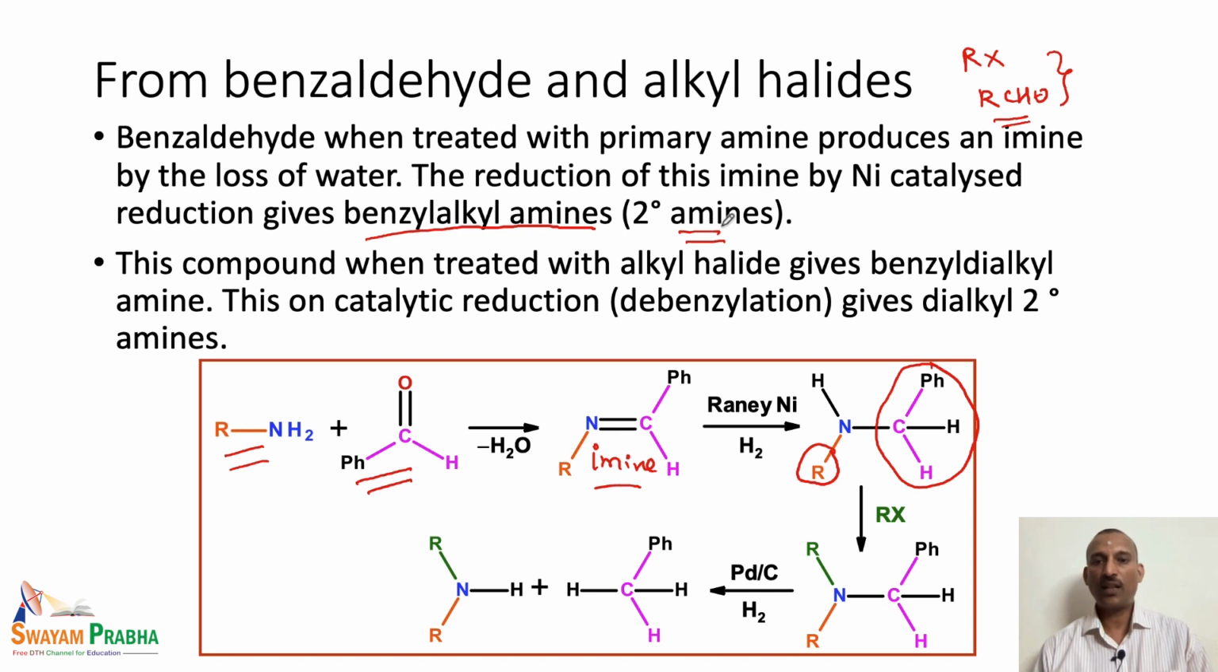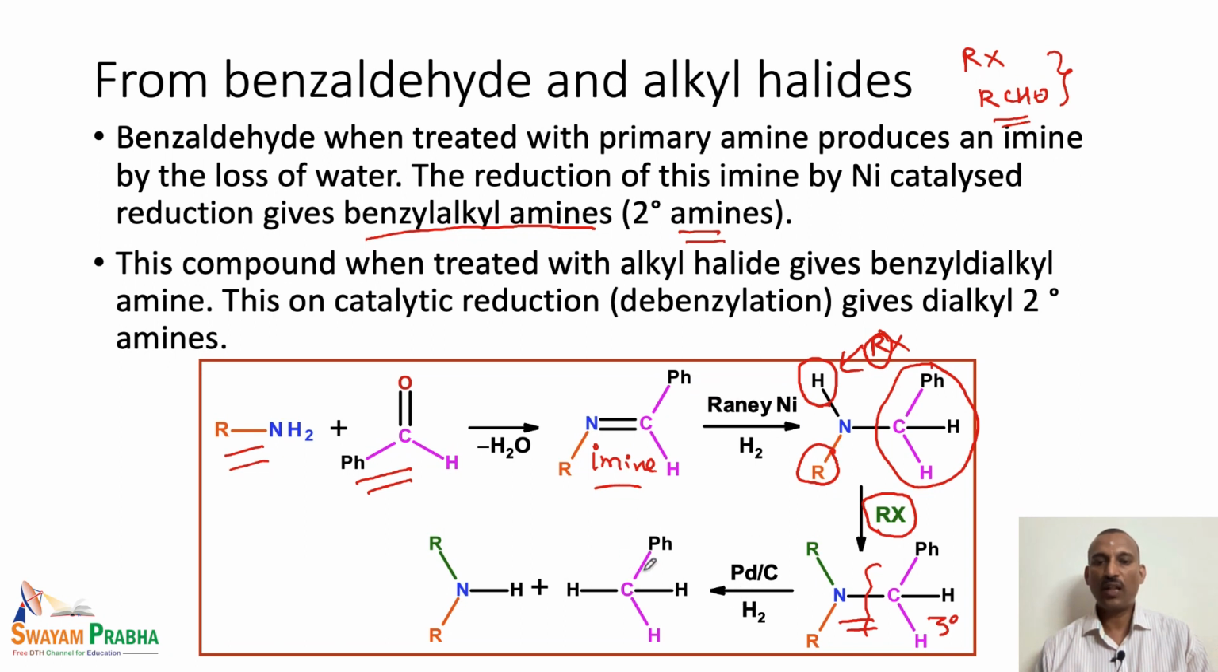So, this secondary amine can be treated with the alkyl halide. In this case, the hydrogen on the nitrogen is replaced by the incoming RX. So, this alkyl halide's alkyl group replaces this hydrogen, and we actually end up with a tertiary amine. So, this is a tertiary amine, and this tertiary amine can be cleaved using palladium on carbon and hydrogen.